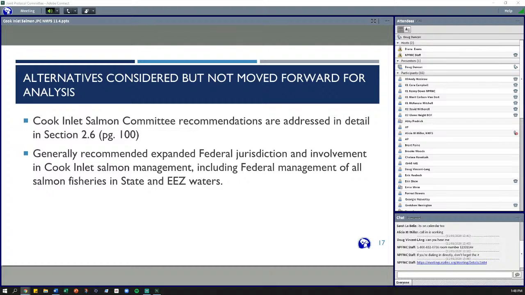The council chose not to incorporate these into the alternatives considered, however asked that a review of these recommendations be provided in the analysis. So in the October initial review draft of the analysis, there's a section 2.6 on page 100 that goes into greater detail on the recommendations and then the rationale for not including them.